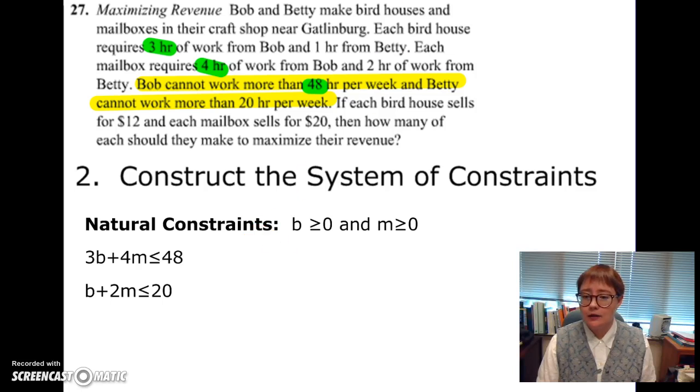Now we look at Betty. Betty can't work more than 20 hours per week. It says that Betty spends 1 hour on each birdhouse, so that's B, and she spends 2 hours on each mailbox, so that's 2M. So B plus 2M must be less than or equal to 20, or the total number of hours per week that Betty can work. So now we've built our system of constraints.